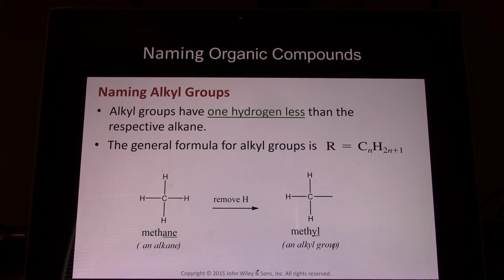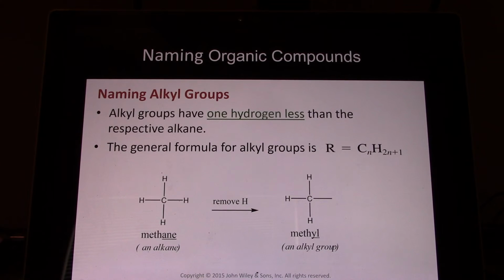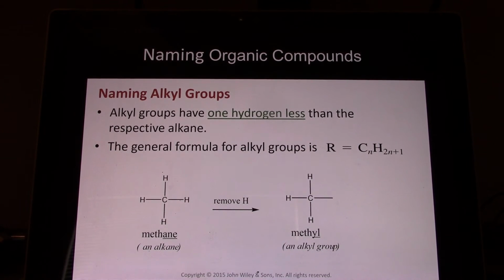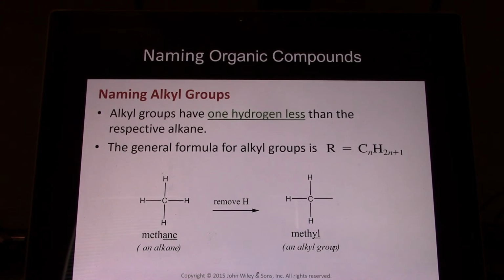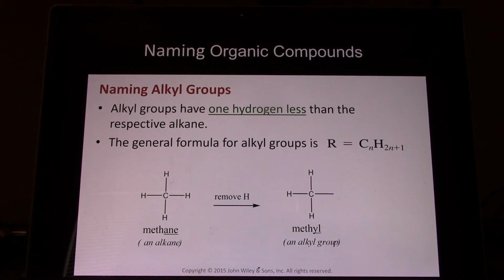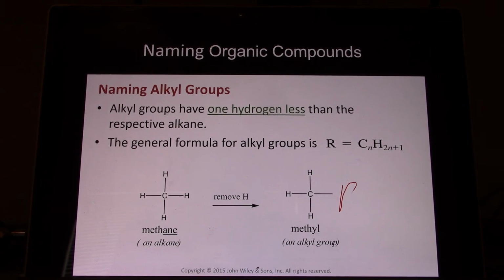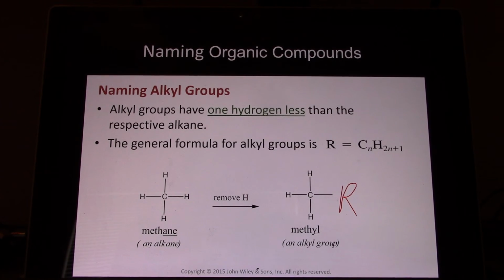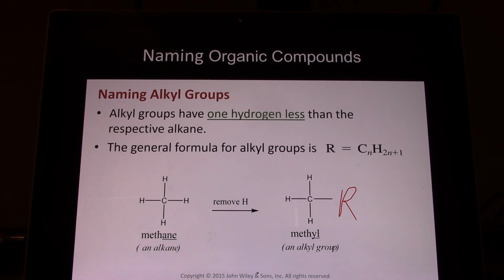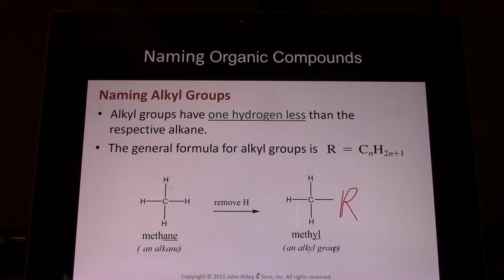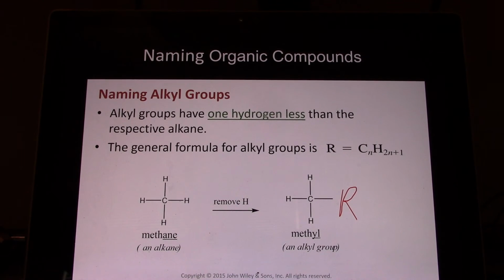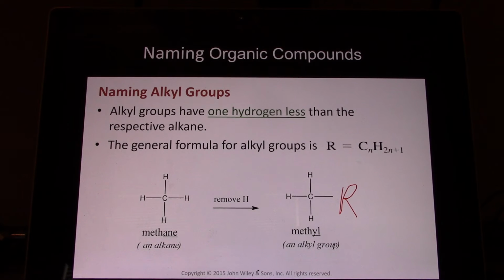So, naming alkyl groups. Alkyl groups have 1 hydrogen less than the respective alkane. The general formula for alkyl groups is CnH2n+1. Because it's an alkyl group, it's attaching onto something. So it's a hydrocarbon group that's attaching to a bigger group. So methane becomes methyl. Meth means 1 in organic chemistry. Eth means 2. Prop means 3, but means 4. And those are the different prefixes.